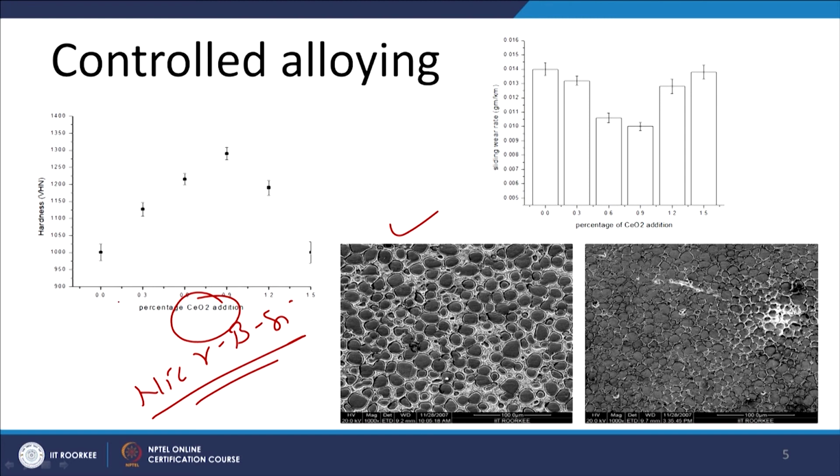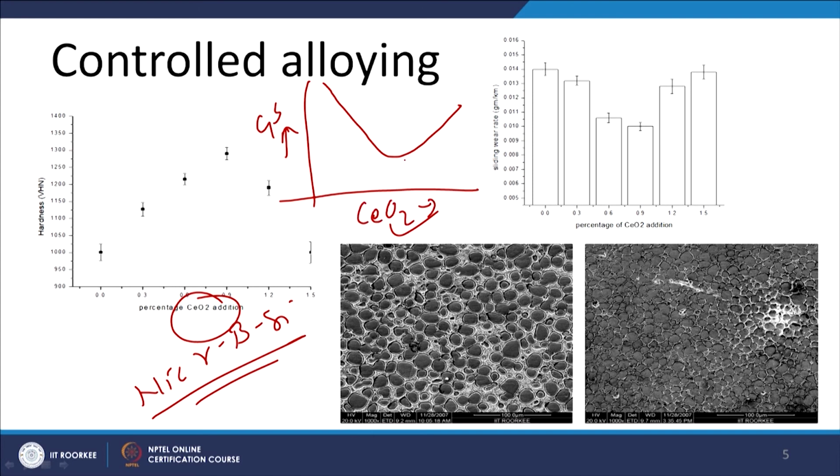this is about the hardness variation, and this is about the wear resistance variation. If we see the grain structure variation, the grains are coarse and then get refined. If we plot grain size on the y axis and ceria addition on the x axis, then starting from 0, when there is no addition, the grains are coarser, and increasing ceria content up to some extent, like 0.9% in this particular case, refines the grain size. Thereafter it starts increasing again.